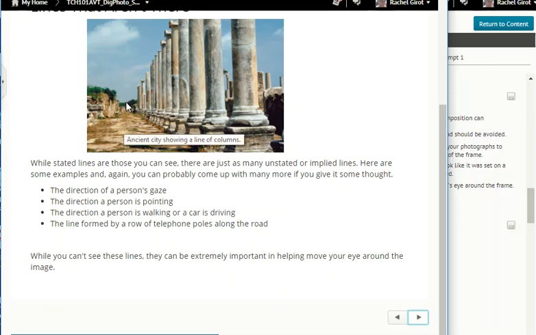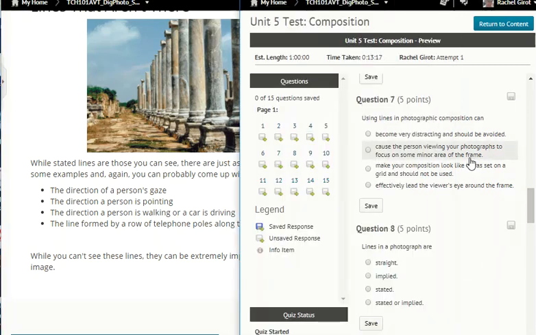So while there technically isn't a line right here, we can see an implied line that's leading our eyes straight to the back. And as you can see, it's diagonal, and our eyes are going to follow that diagonal line. While you can't see these lines, they can be extremely important in helping move your eye around the image. How are we doing here on these questions?